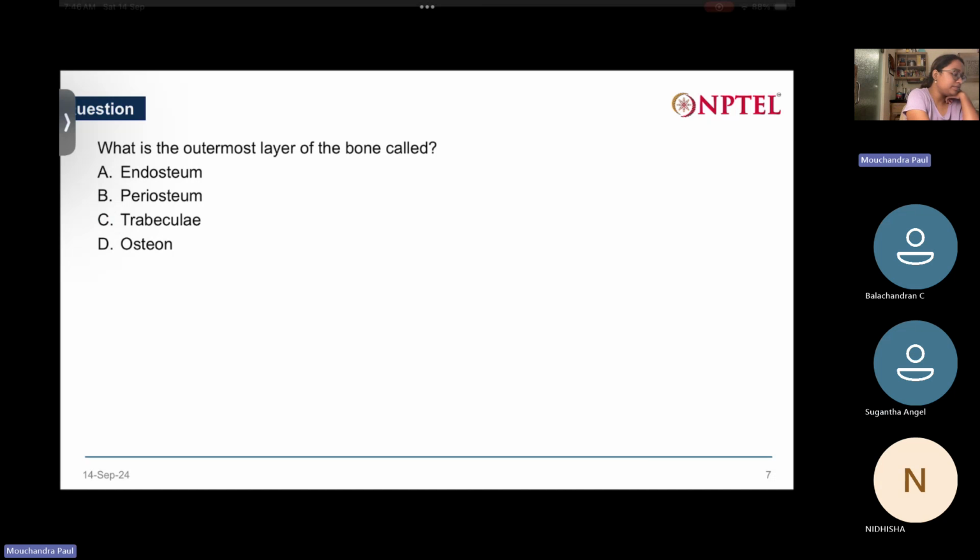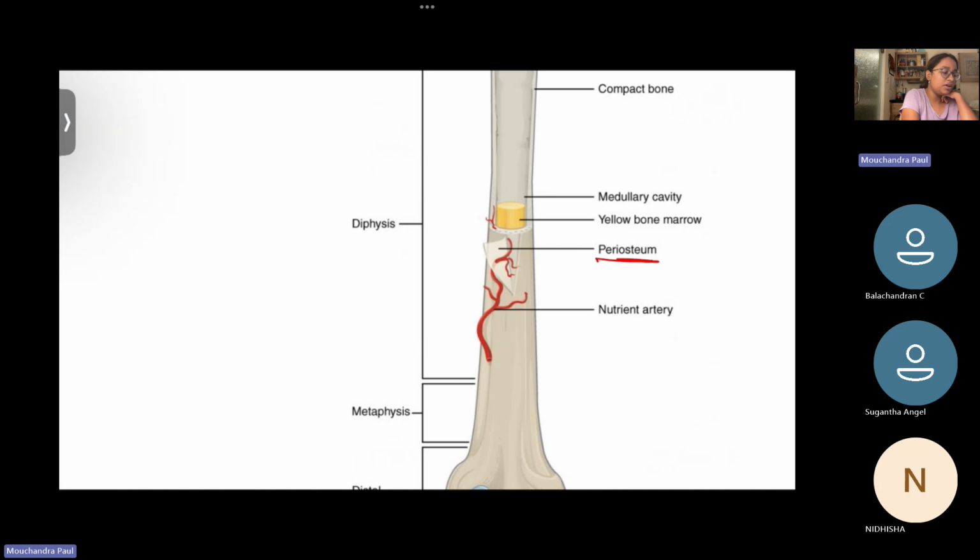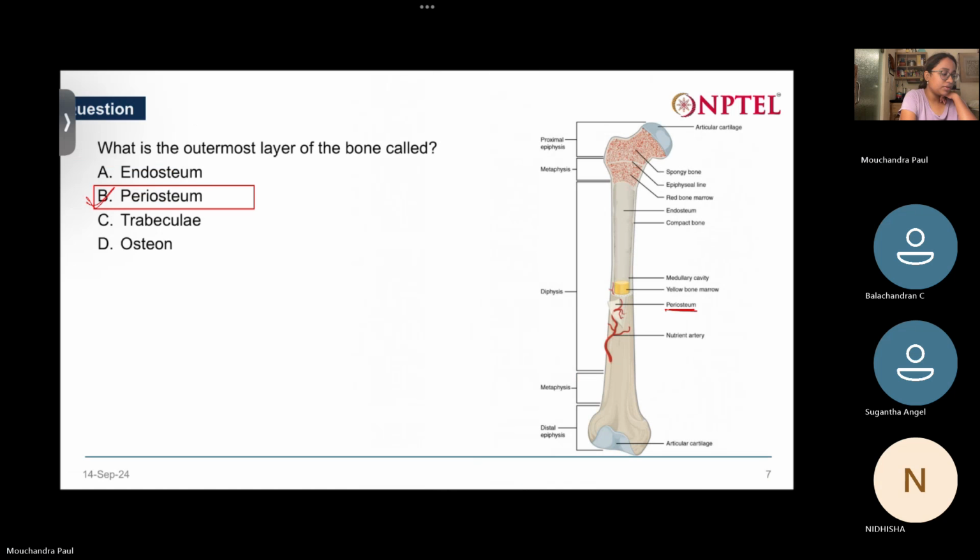Yes, it's B, it's periosteum. As I showed you in the diagram, periosteum is the outermost layer, and it's like a film that's covering the entire bone.